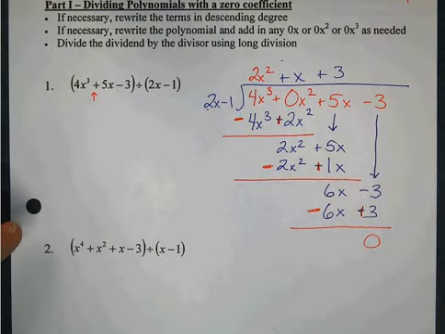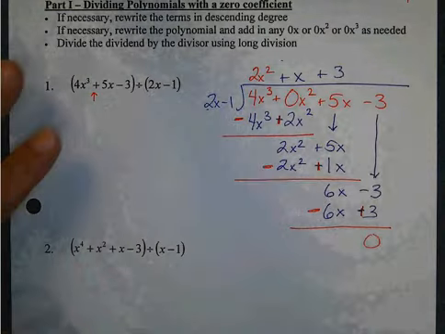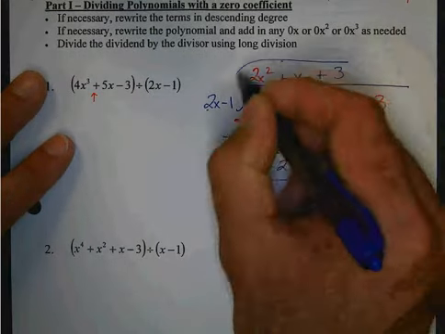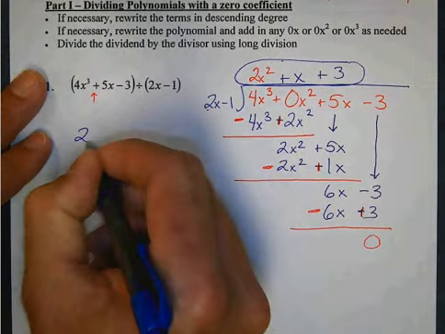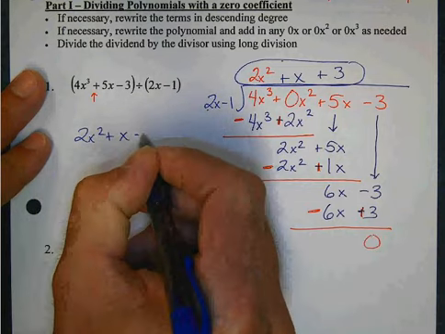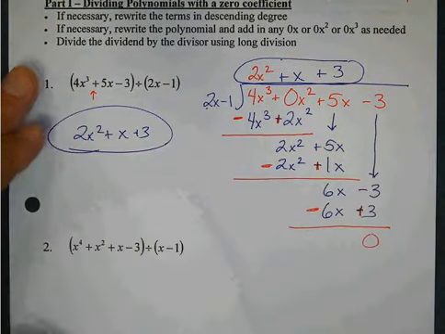Is it okay to get 0? So my goal was to divide. So what is my answer? 2x squared plus x plus 3.